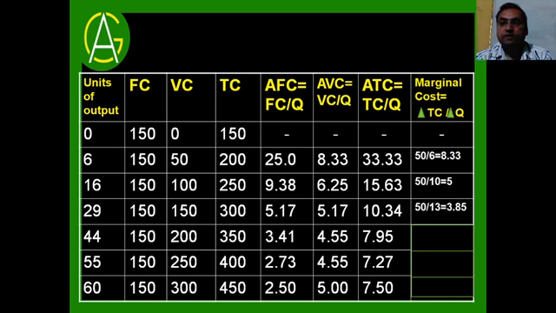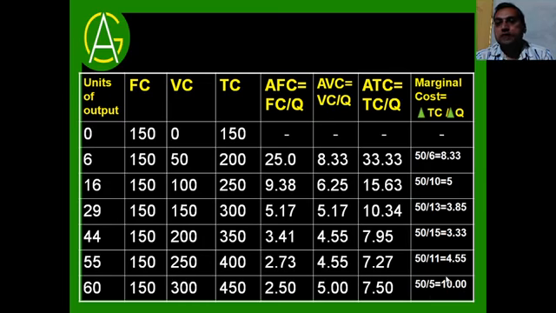Then again 50 divided by 13, that is 3.85. Then 50 divided by 15, that is 3.33. 50 divided by 11, 4.55, and it will be 10, because 50 divided by 5 is 10. So these all are the marginal cost.